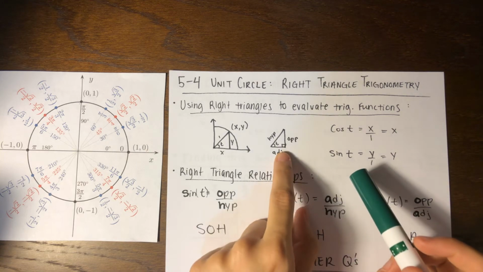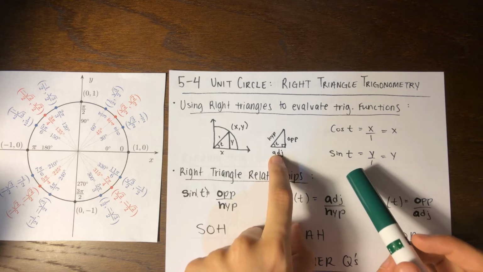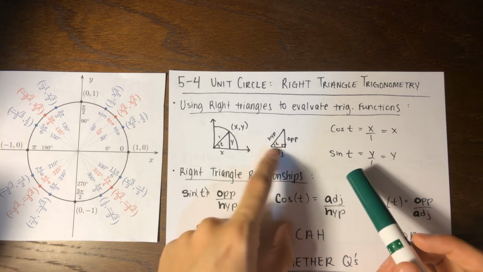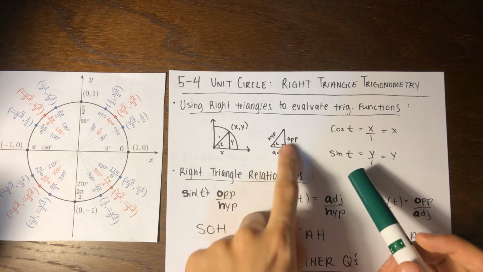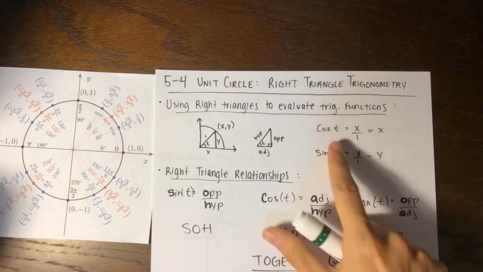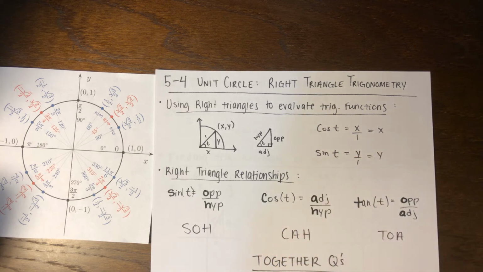And we know that in a right triangle the hypotenuse is the slanted side, right? And then we have the adjacent, because the angle is here, the side right next to the angle, and then the opposite of angle t would be here. So this is why the cosine would be x over 1, which would be x, and the sine is y over 1, which would be y.